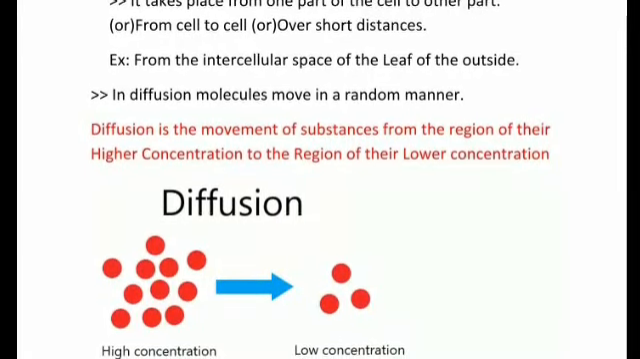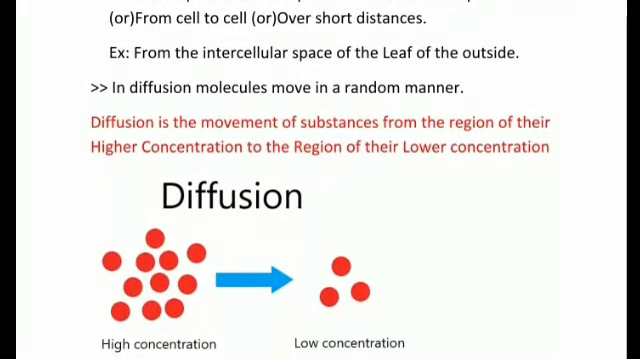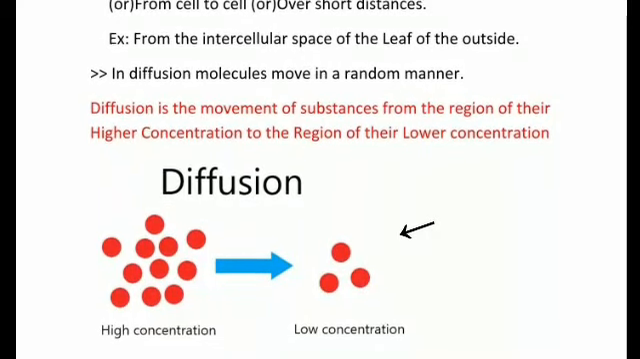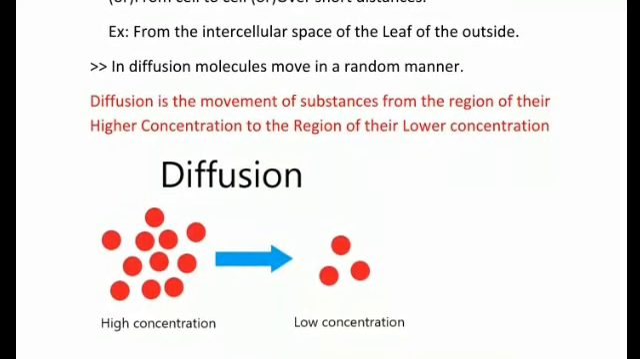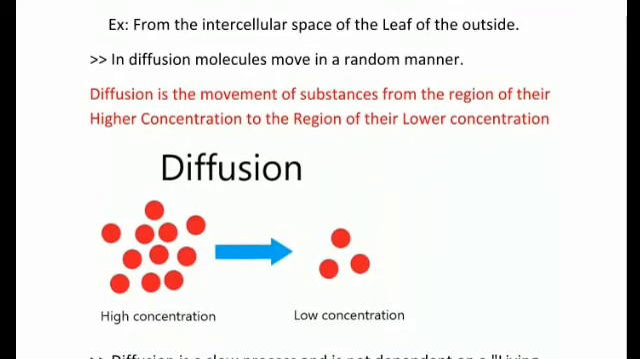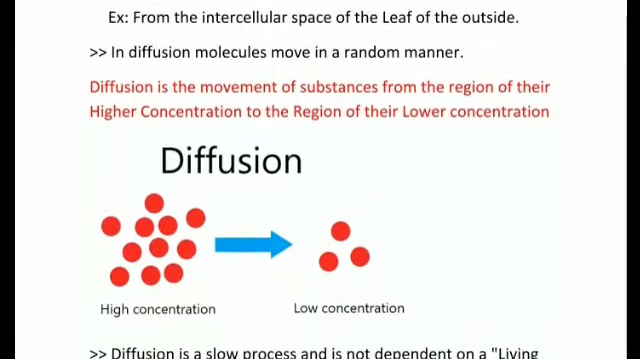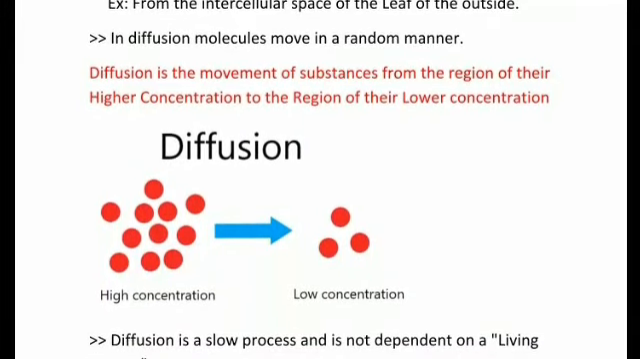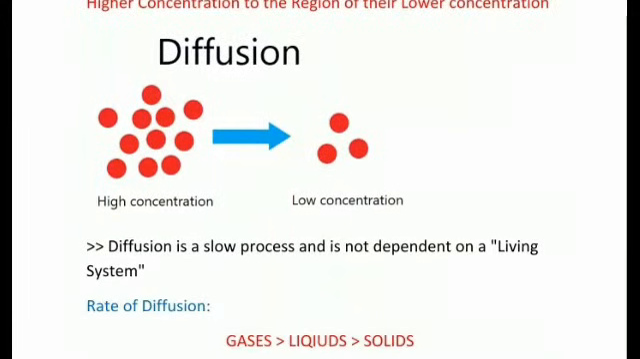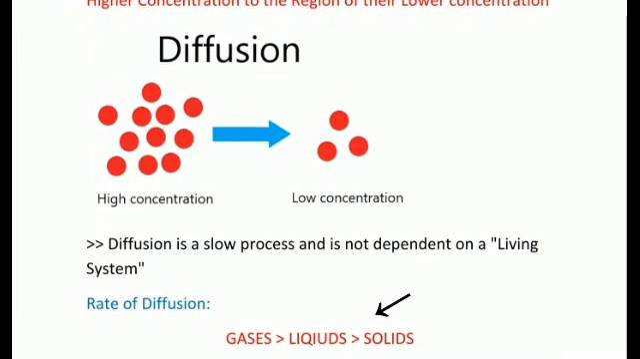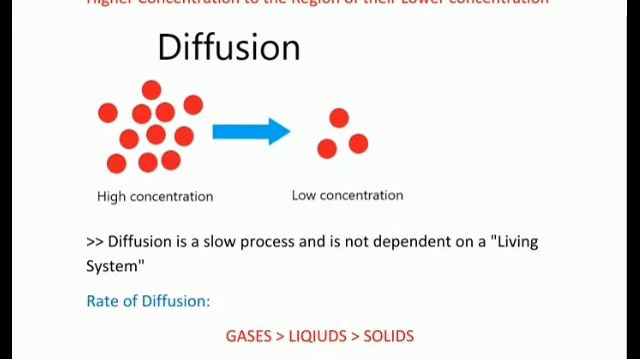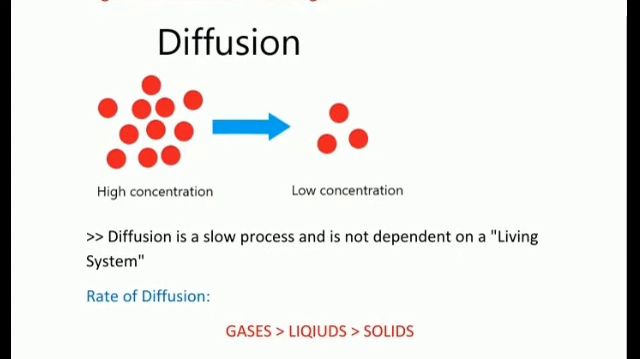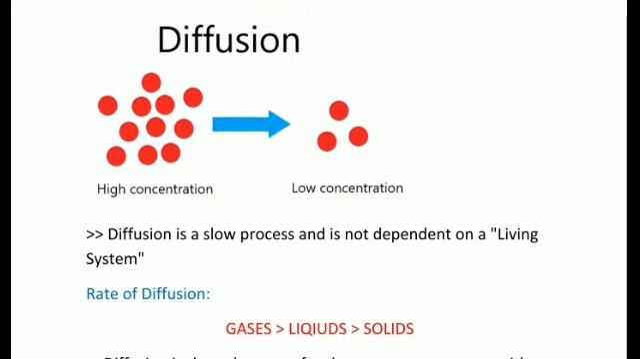So diffusion molecules move in a random manner. Here we are seeing the picture about diffusion from the region of higher concentration to the region of lower concentration. Diffusion is a slow process and it is not dependent on a living system. The rate of diffusion is higher in gases, next in liquids, and next in solids. So the rate of diffusion is greater in gases, then liquids and solids.